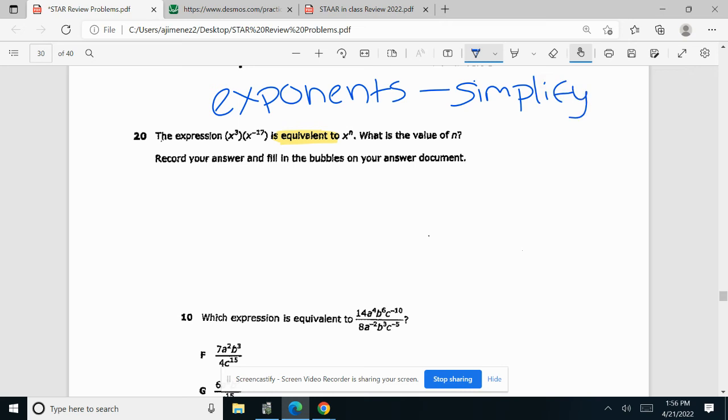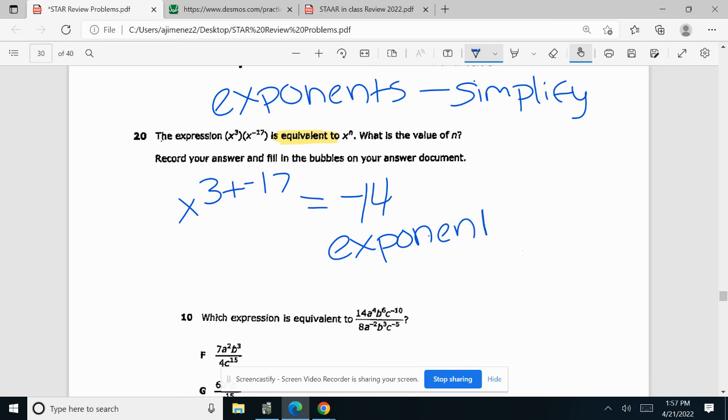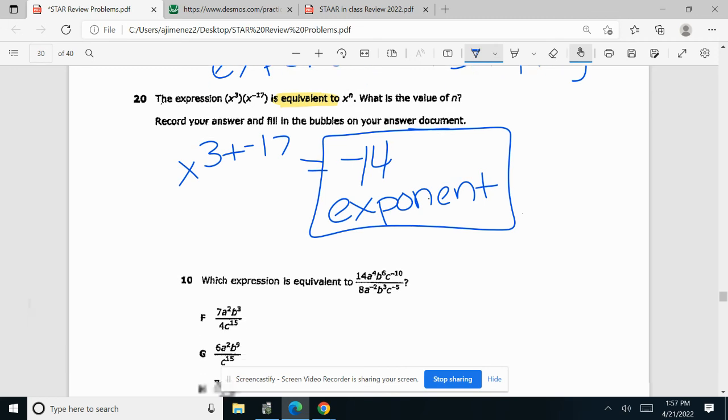This problem wants us to simplify and then tell you what the value of n is. What is the exponent? They're being multiplied, so I add. That comes out to negative 14, the exponent. I only care about the exponent because I can't write the letter x when it's an open-ended problem. So you're just going to give me the negative 14.